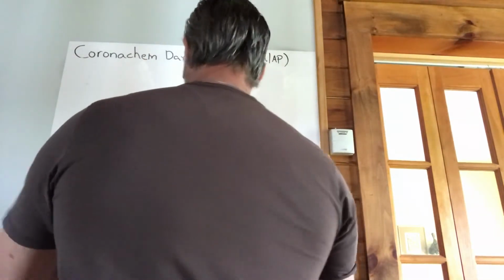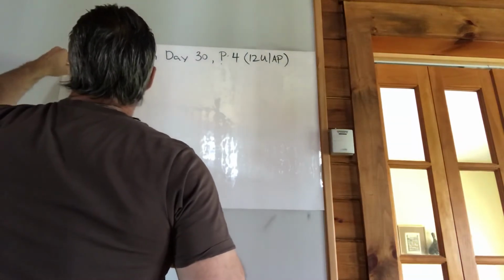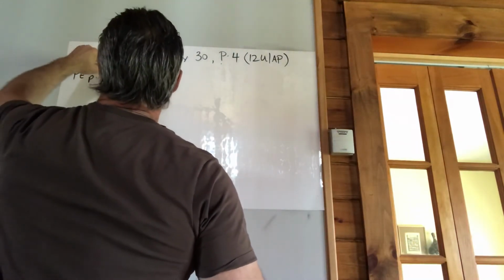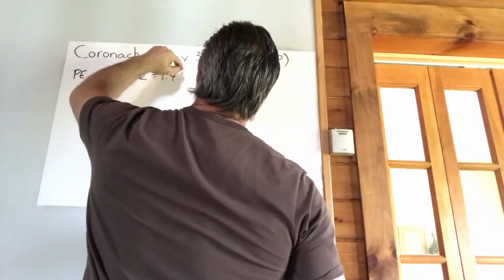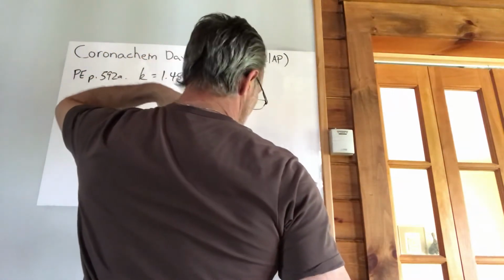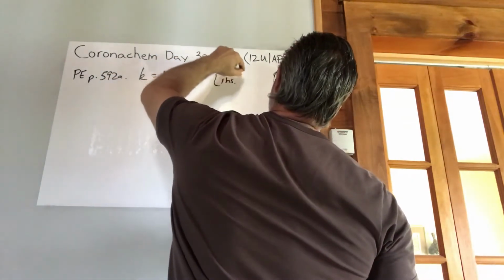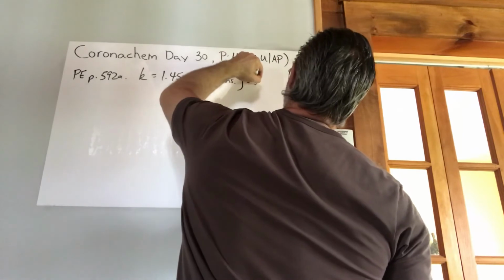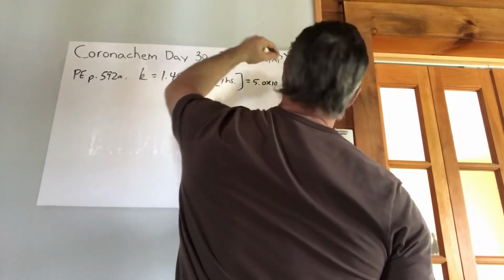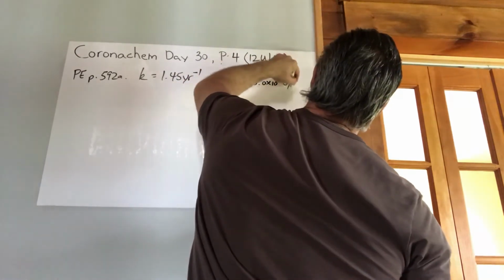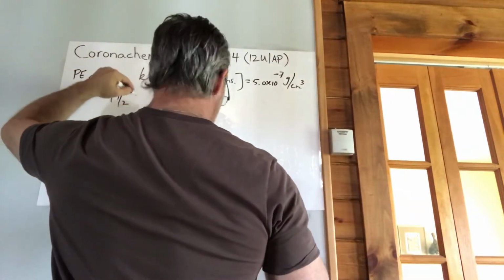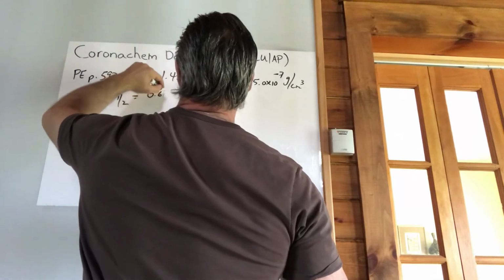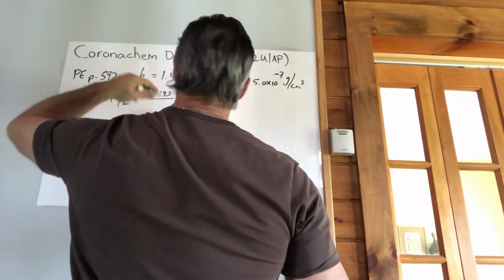So, practice example on page 592. Part A. K equals 1.45 per year. The insecticide concentration is equal to 5.0 times 10 to the -7 grams per centimeter cubed. And we want to know t 1/2. We're told it's a first order process, so we can go straight to our little equation.